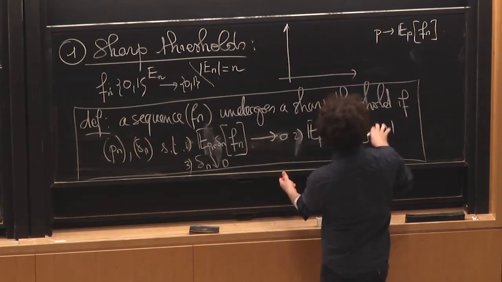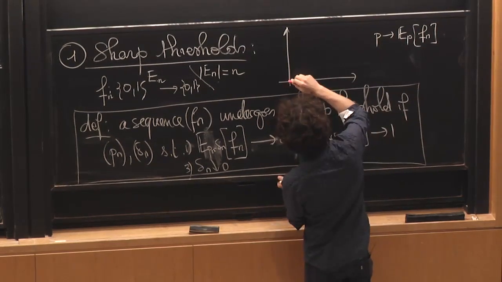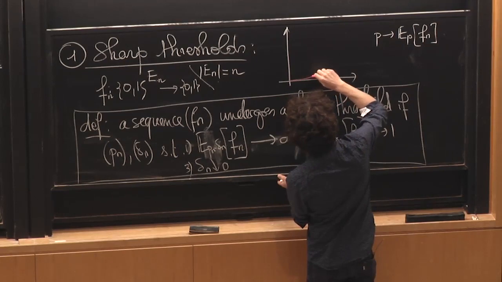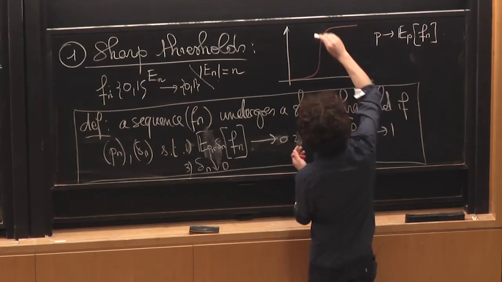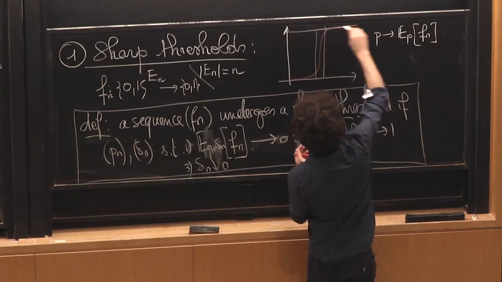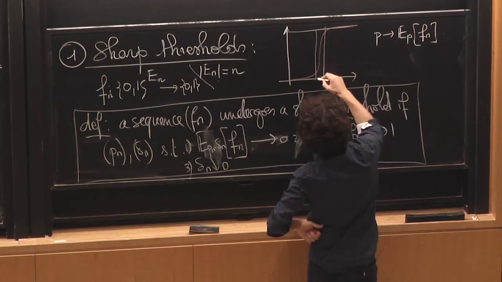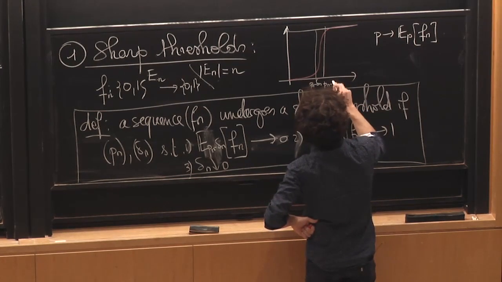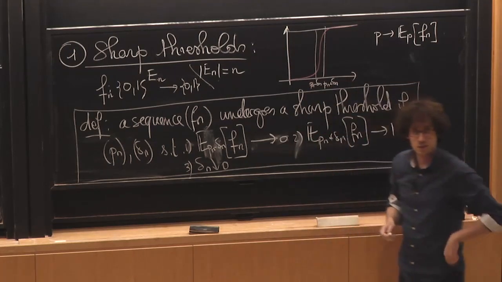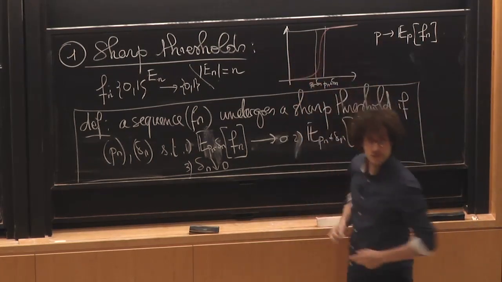So I want here that when I draw this function, it's going to have a shape like that. It's going to be very close to 0. Then it's going to go very quickly close to 1, and the window here should be between pn minus delta n and pn plus delta n. Okay? And the larger the n, the thinner this window is.